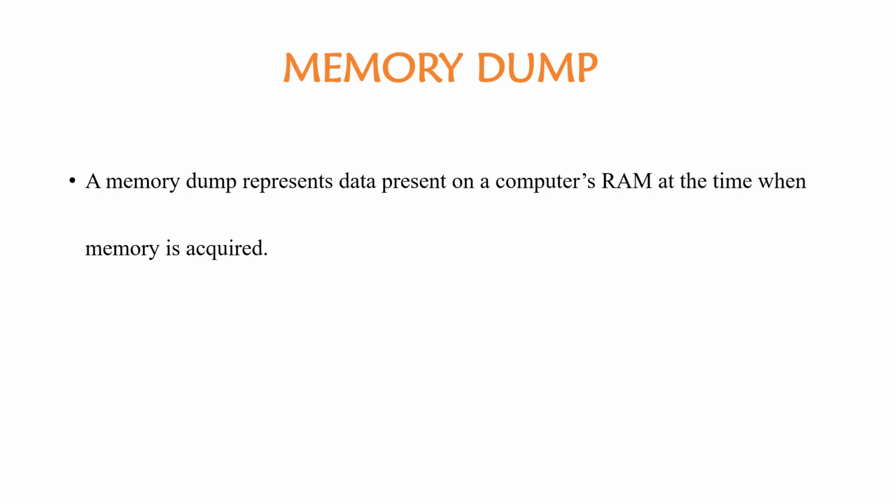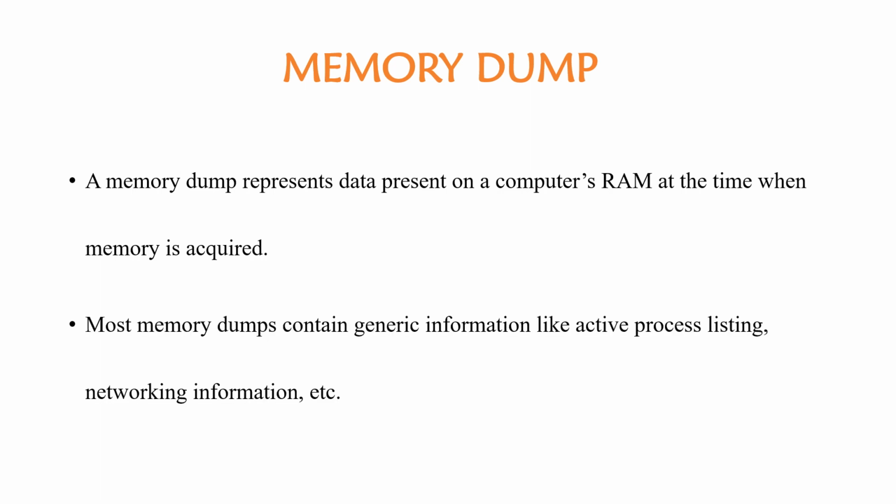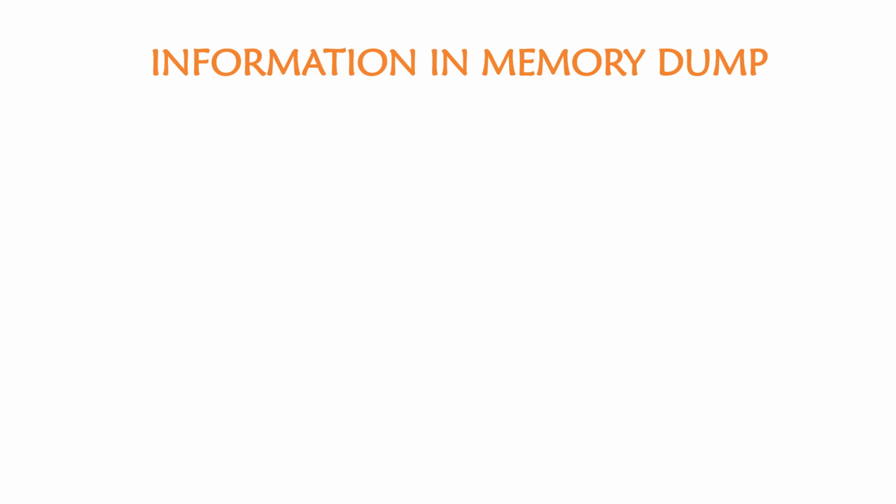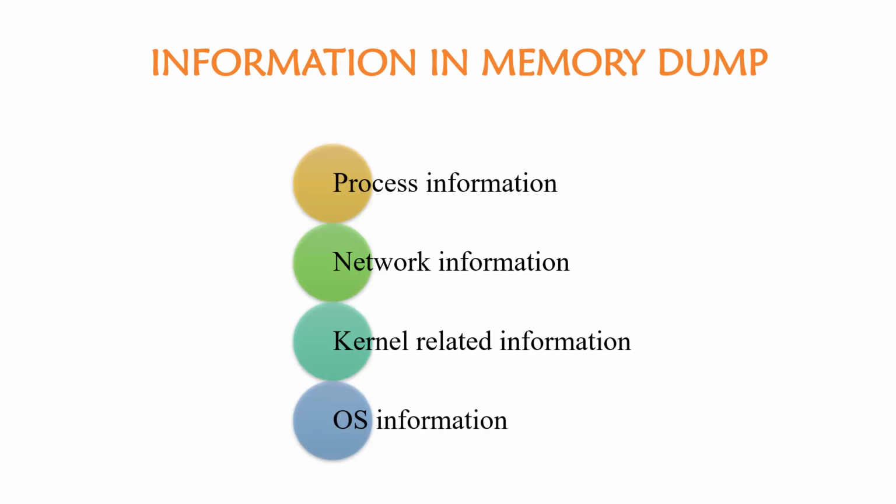The next point is memory dump. Memory dump means the data which is present on the RAM when the memory is acquired. And it contains information like processes, active or hidden, network information, recent tasks, passwords, and so on. So the following points provide a brief overview of the information which is present in a memory dump and what it indicates. The first one is process information.